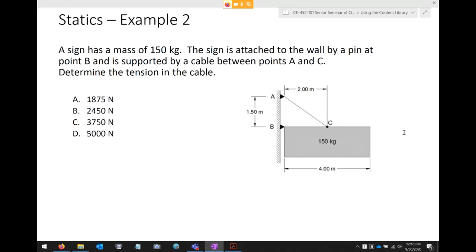Before I do anything with equations of equilibrium with statics and dynamics, I want somebody to look at this problem and tell me something that they ought to do right now.